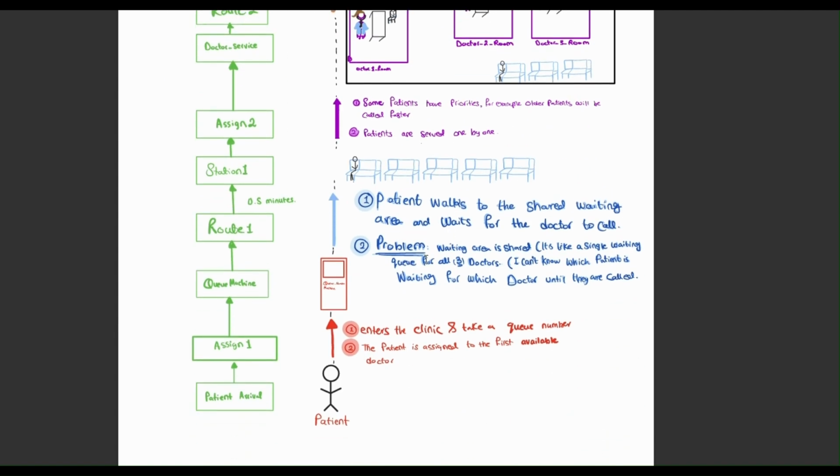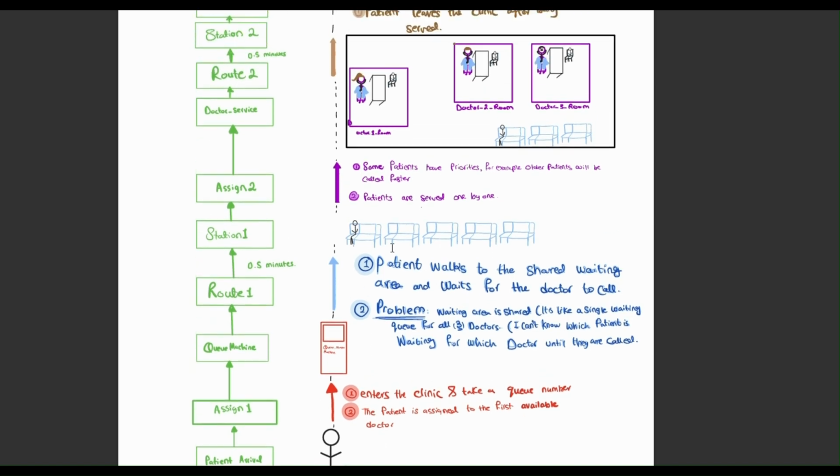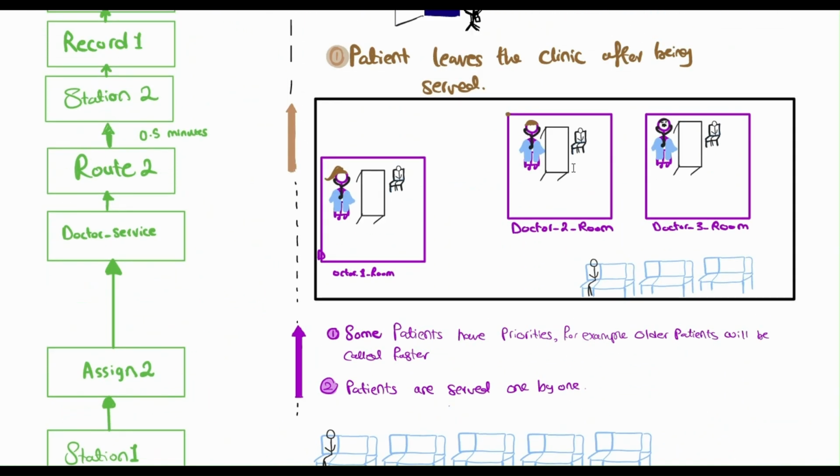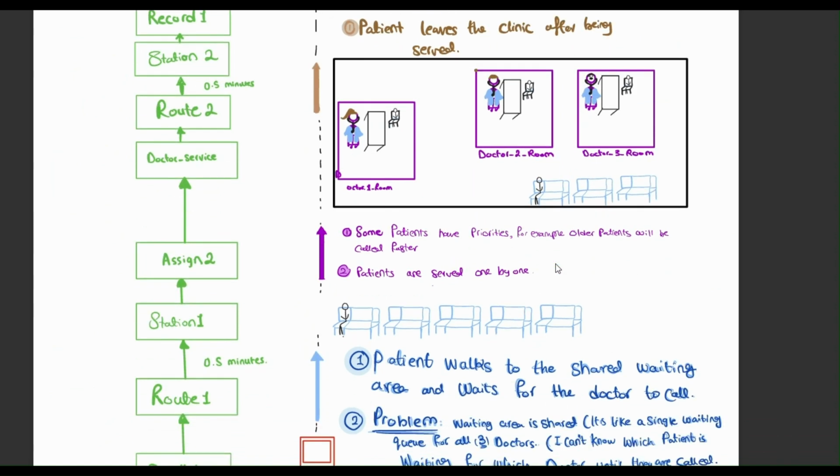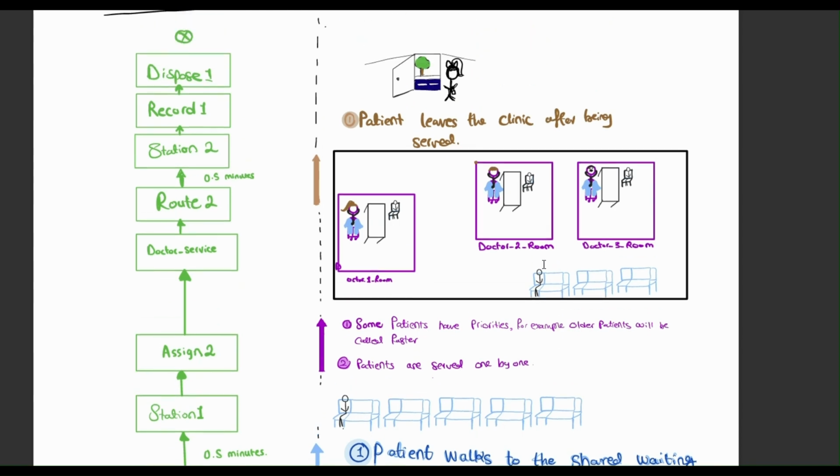So as I told you before, the patient enters the clinic, takes a queue number, and then heads to the shared waiting area. And there is a problem here, which is that the waiting area is shared for all doctors. So when a patient sits at any place, you cannot know whether this person is waiting for doctor 3 or doctor 1 or whoever. That was a problem I was facing when I was observing the system. And then after getting their service, they leave the clinic.